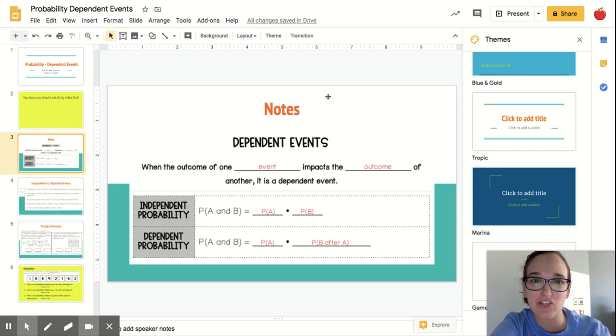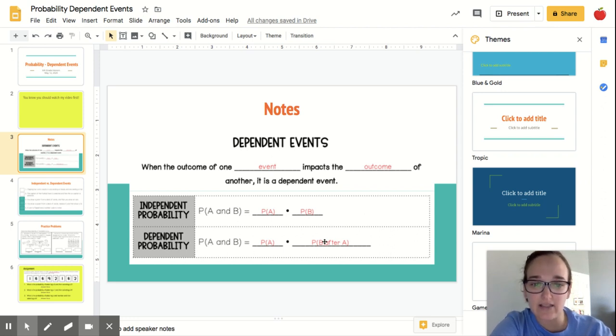This is lesson number 2. We're going to talk about dependent events. When the outcome of one event impacts the outcome of another, it's called a dependent event. We already talked about independent events in our last lesson. Probability of A and B is the probability of the first event and then the probability of the second event. But dependent is just slightly different.